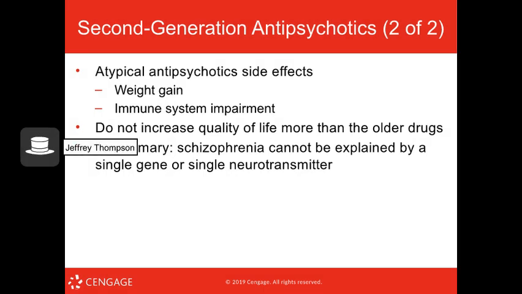Some of the side effects of the second generation antipsychotics are weight gain and immune system impairment. Unfortunately, they don't increase quality of life more so than the other drugs. So people with schizophrenia, even if they're taking these second generation antipsychotics, might still be severely impaired. To summarize, we can't just explain schizophrenia by the function of one gene or one neurotransmitter. It is a very complex disorder in the brain.